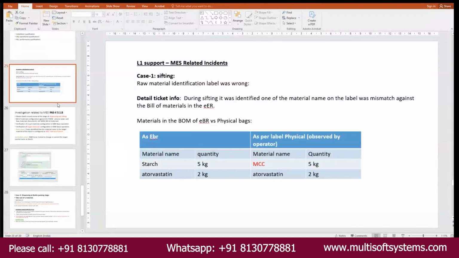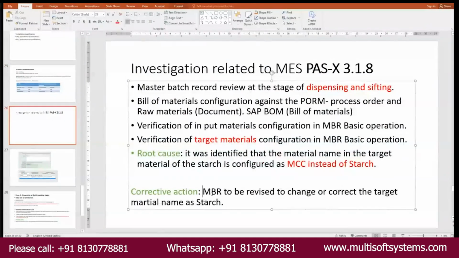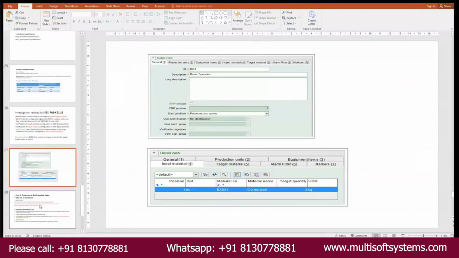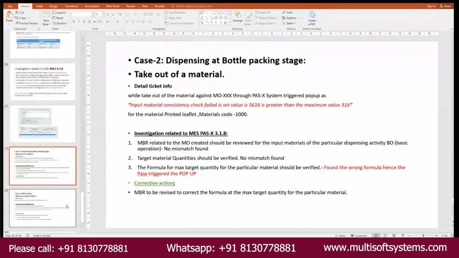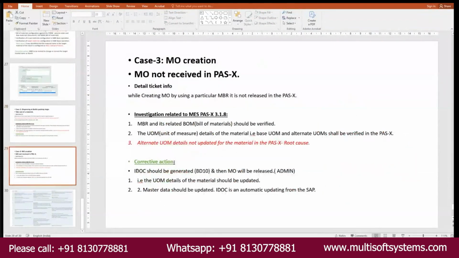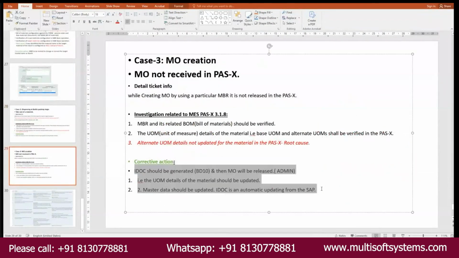The first case is related to the MBR, the second case is also related to the MBR, and the third case is related to the master data. It's related to the MBR administration, and not only MBR administration, it's also related to master data administration. So it is an IDAP related issue. We need to generate the IDAP. Then the MO will be released.